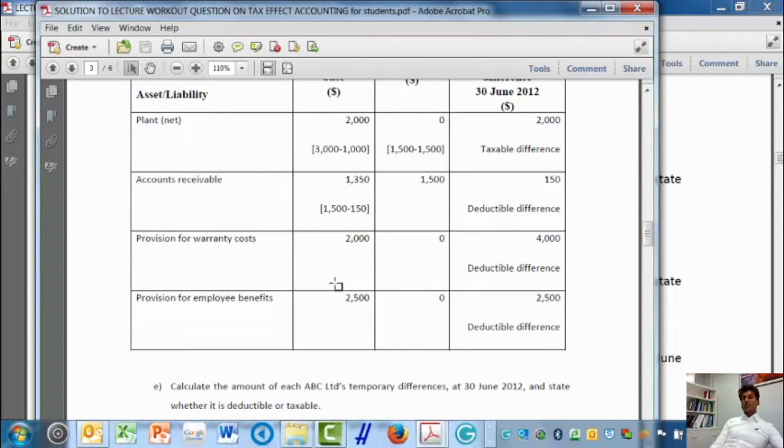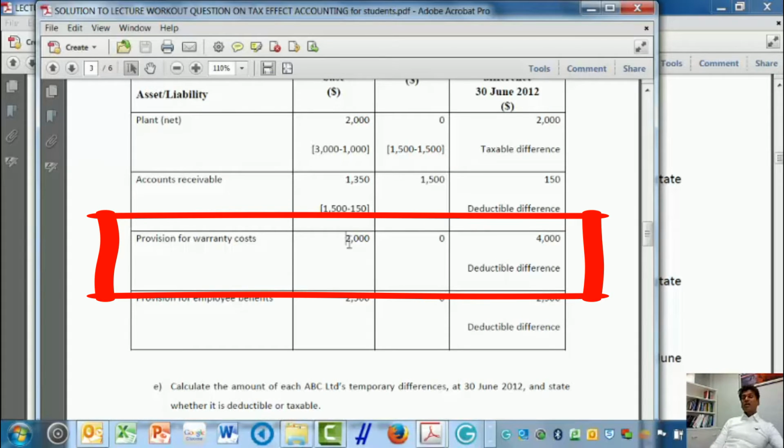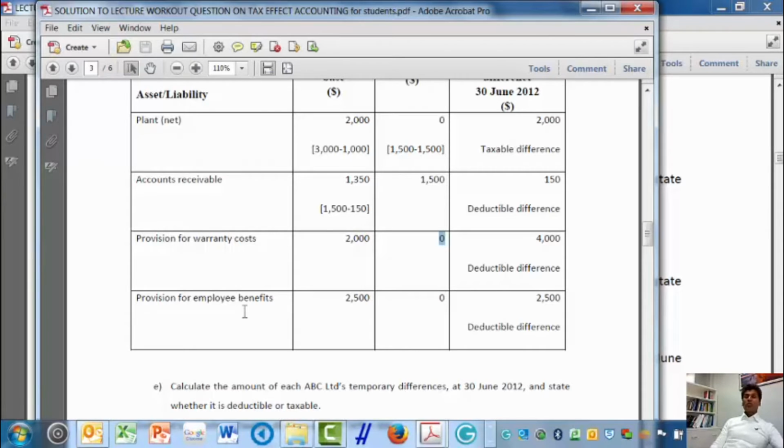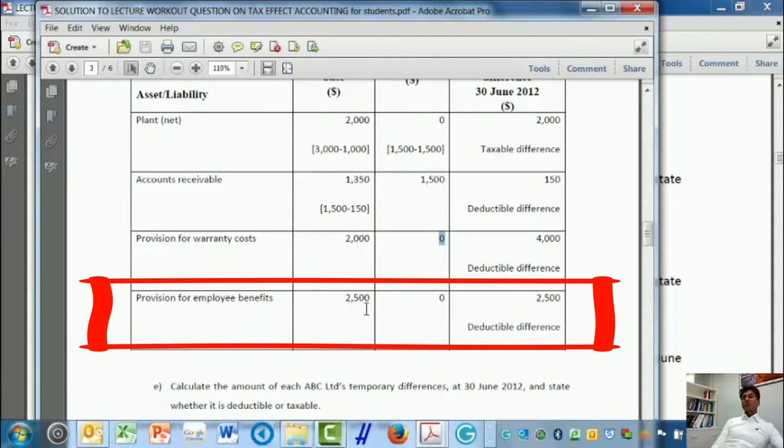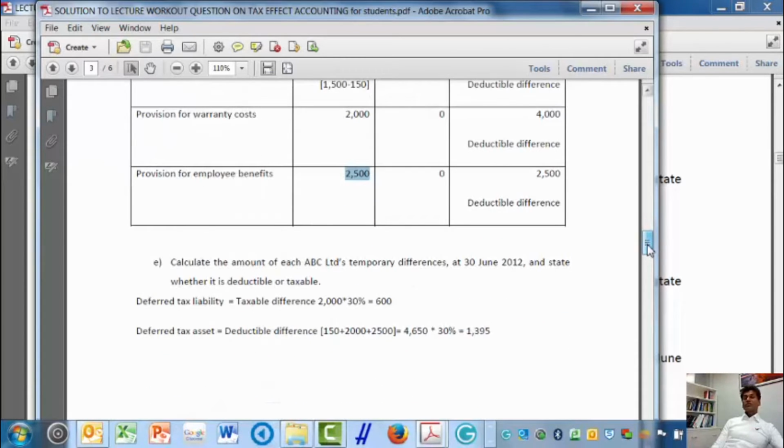Provision for warranty costs. The debts are more, provision is more, tax base is 0 because provisions are not allowed for taxation purposes. If the company is poorer, more debts there, it will be saving on taxes in the future, and that difference is called deductible difference. Provision for employee benefits 2,500, the difference is called deductible difference. Company looks poorer. That means it will be saving on taxes in the future.